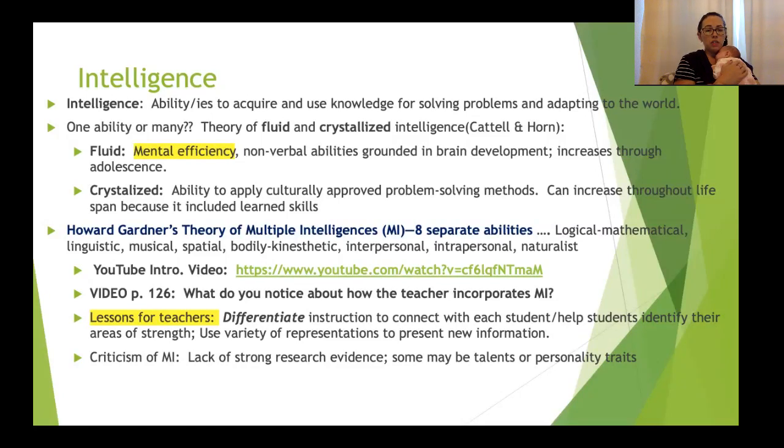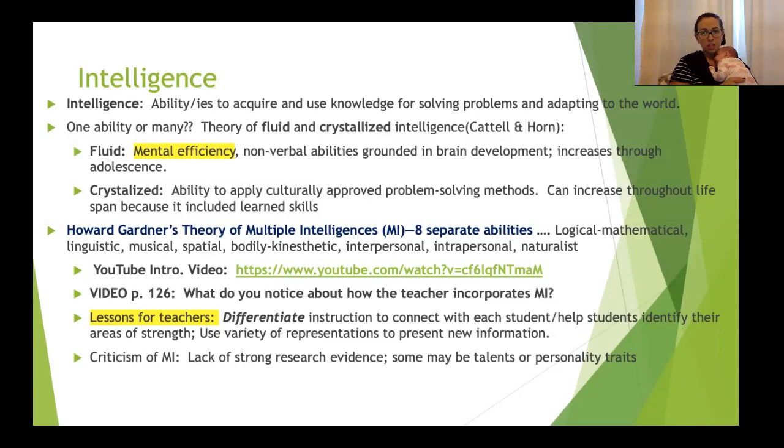When we talk about lessons for teachers, we want to differentiate instruction to connect with our students and help them understand their area of strength. What I have seen when people talk about multiple intelligences and how we use it in the classrooms, a lot of students want to tell me, well, I'm going to help my students learn it so that they know. It's more than just how do our students know how they learn. It's how do we as teachers incorporate all of these different ways of presenting our lessons.